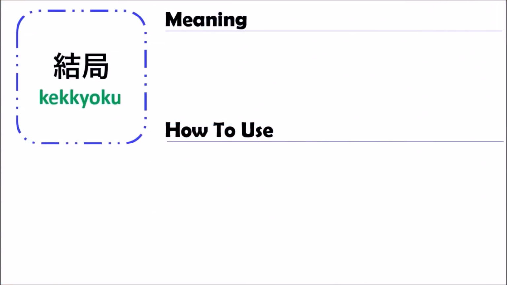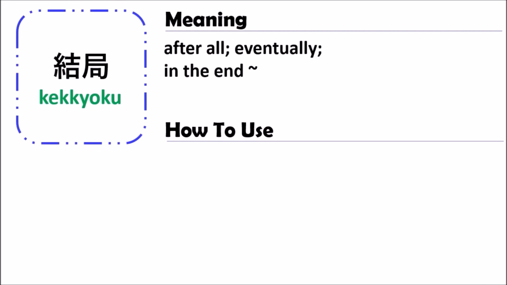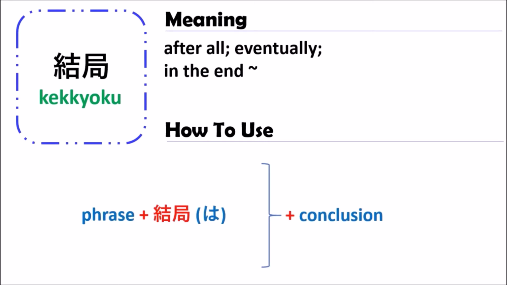This video is about KEKKYOKU. The grammar of KEKKYOKU means "after all," "eventually," or "in the end." So how do we use the grammar of KEKKYOKU? In Japanese, when you use the grammar of KEKKYOKU, the first part is to begin with a subject plus a verb, and end with a conclusion. KEKKYOKU means the conclusion.